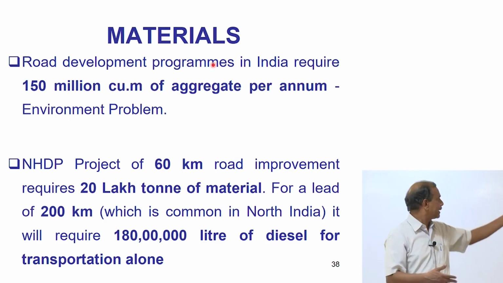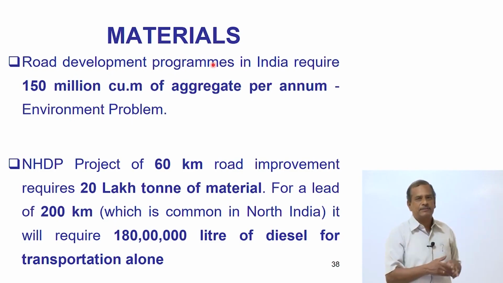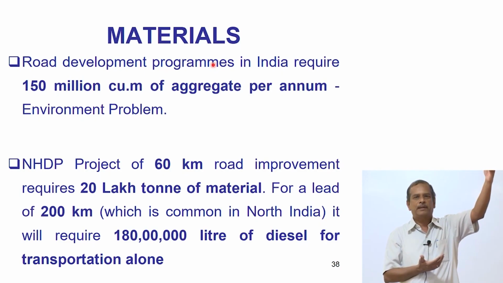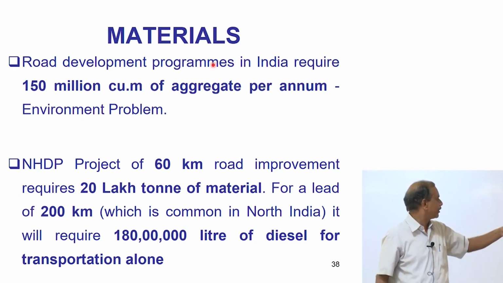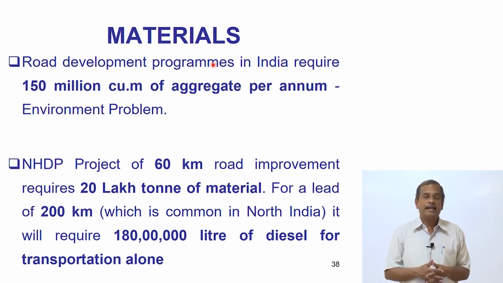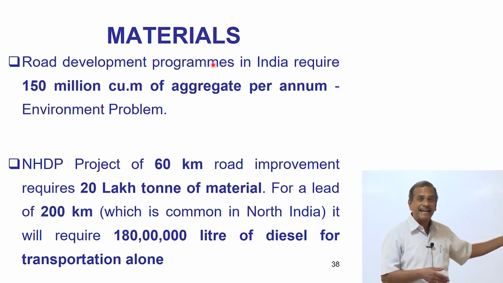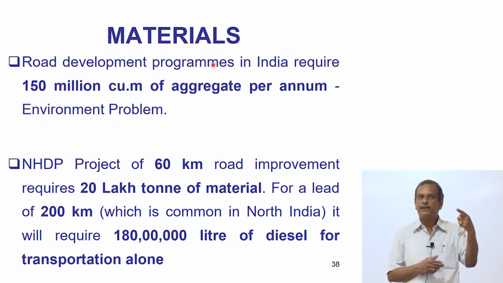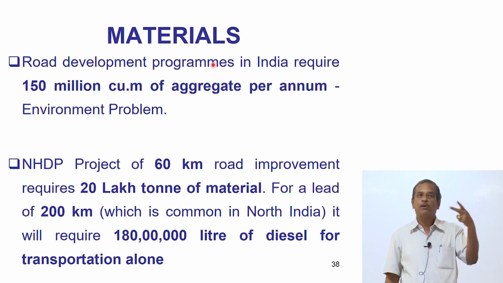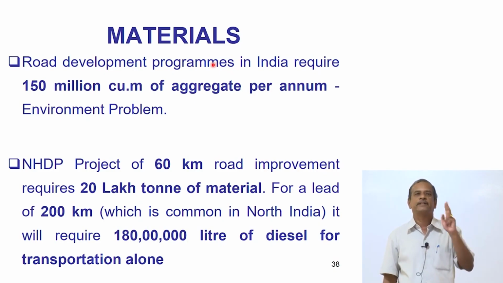So we require about 150 million cubic meter of aggregates on one hand. On the other hand, if you look at states like West Bengal, where aggregates are not available, you have to transport the aggregates from Bihar. If you want to transport about 20 lakh tons of material over 200 kilometers, I require nearly 180 lakh liters of diesel. On one hand, material non-availability. On the other hand, I have to transport the materials over longer distances. Again, it is not sustainable.